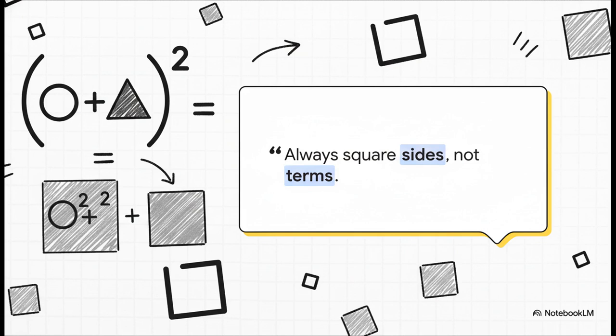You have to square the entire side of the equation, not the little individual pieces. I mean, think about it. 3 plus 4 is 7. If you square that whole side, you get 49. But if you accidentally square the terms, you'd get 3 squared plus 4 squared. That's 9 plus 16, which is 25. Totally different answers. It's such a common mistake, so definitely keep that in mind.